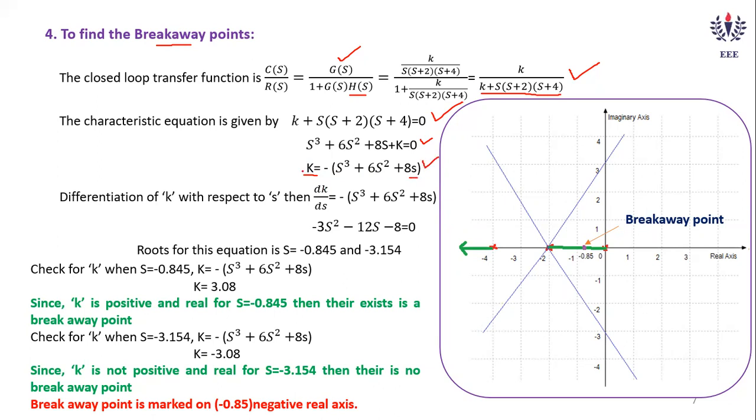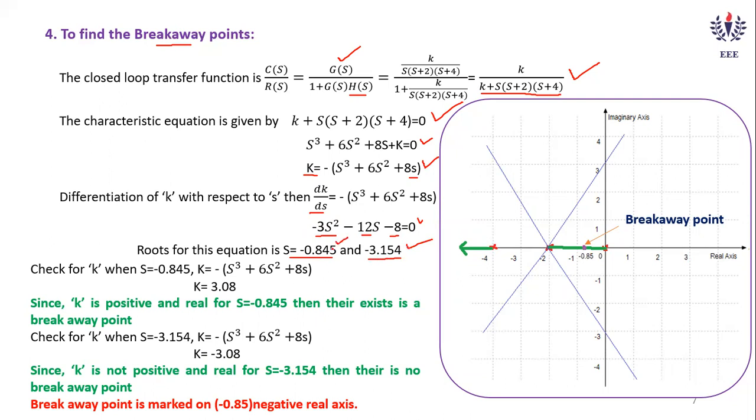Now we apply differentiation to K with respect to s. Differentiating s^3 gives 3s^2, 6s^2 gives 12s, and 8s gives 8. This is the equation we get after differentiation. Now if you observe, it is a second order equation in s, so we identify the roots. The roots are s = -0.845 and s = -3.154. Two roots are there.